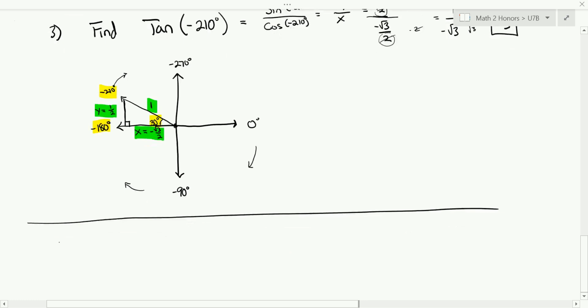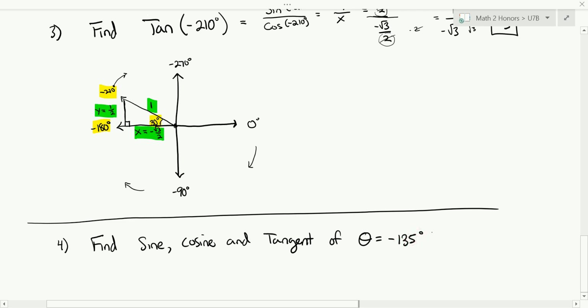All right, so for number 4, I want you to find the sine, cosine, and tangent of theta equals negative 135 degrees. Go for it.